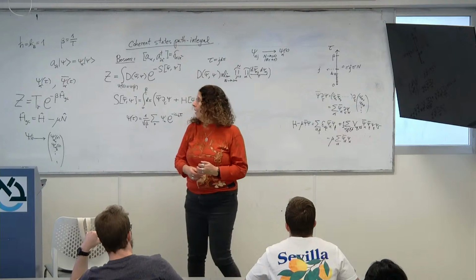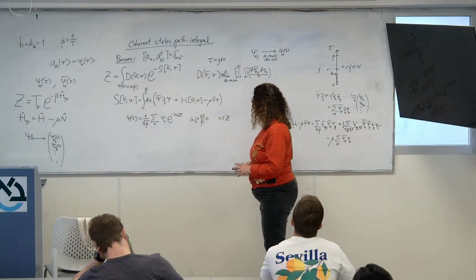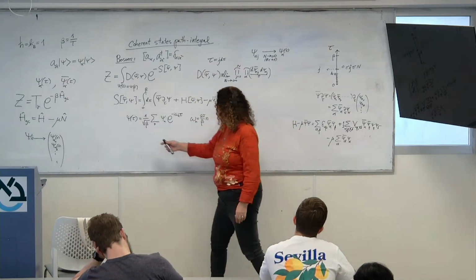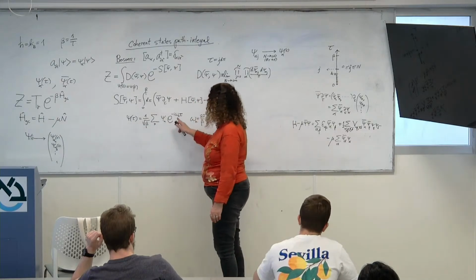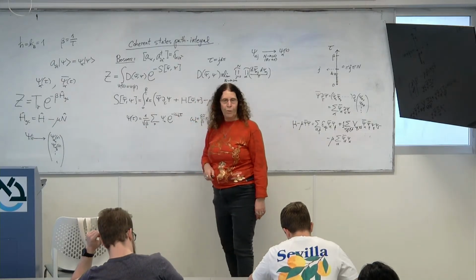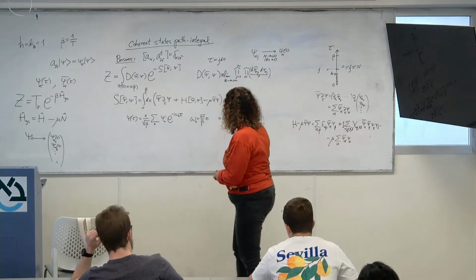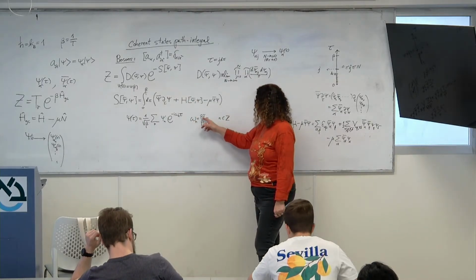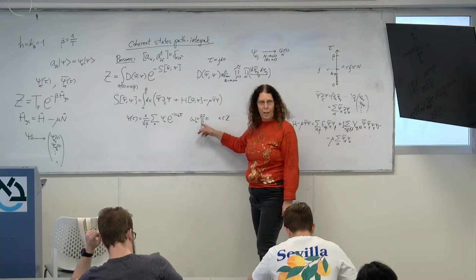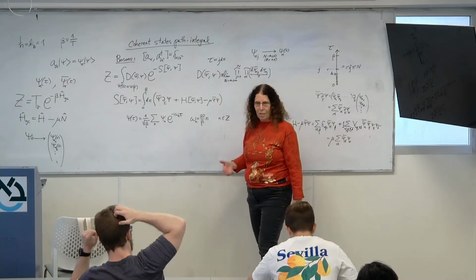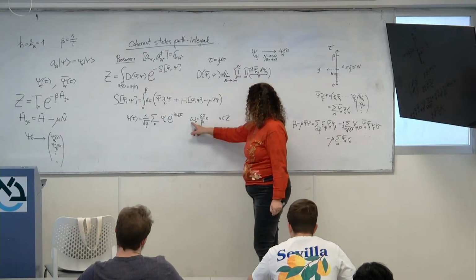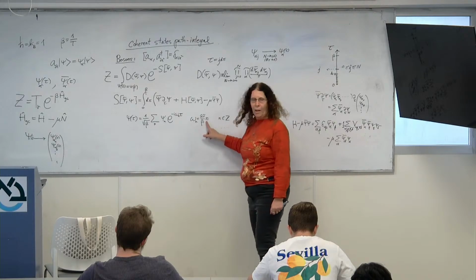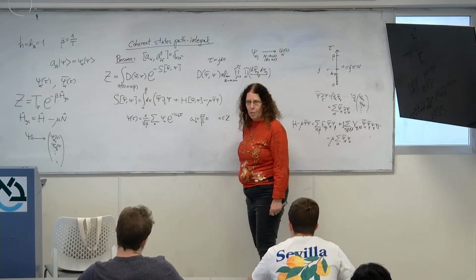Because of that, the function psi of tau, in order to satisfy periodic boundary conditions, must have a discrete set of frequencies. There's a basic frequency, which is nothing but 2 pi over the period, right? Beta is like a time period. So omega n are integer multiples of a basic frequency.